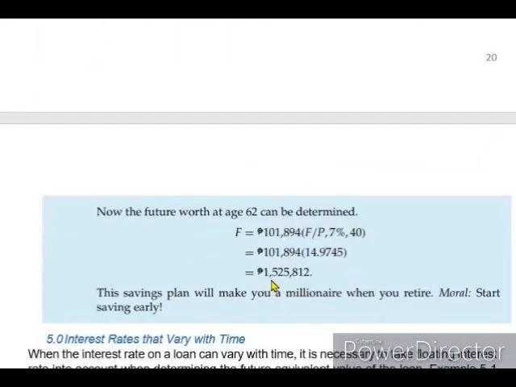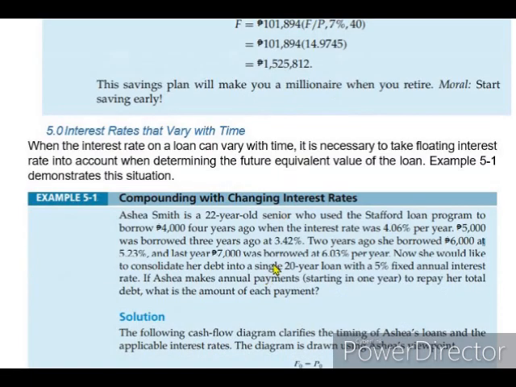So, nakuha mo na, ito ay 1,525,812 pesos. Okay, so this savings plan will make you a millionaire when you retire. So, moral nito guys, start saving early. Okay, so nakuha mo yung future na value na hinahanap. So, next, 5.0, interest rates that vary with time.